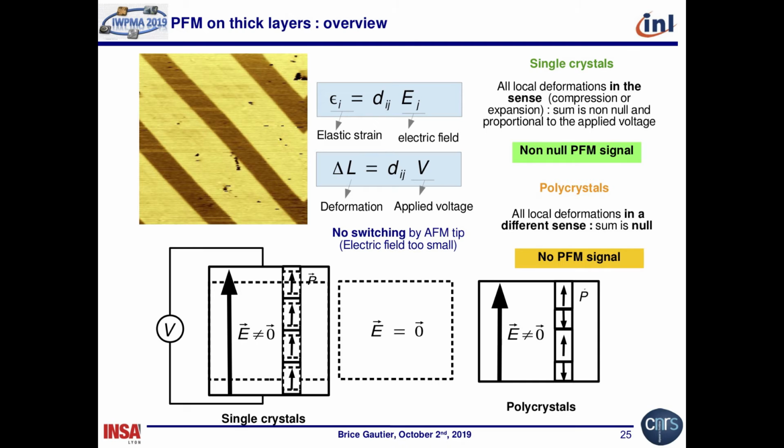If you are in a situation where the sample is polycrystalline with different contributions in different directions, then you will nullify the PFM signal, because this one is canceling this one, and they cancel in the average. So again, you have to know something about your sample before doing the PFM experiment, and you will know whether you will be able to get some signal or not.